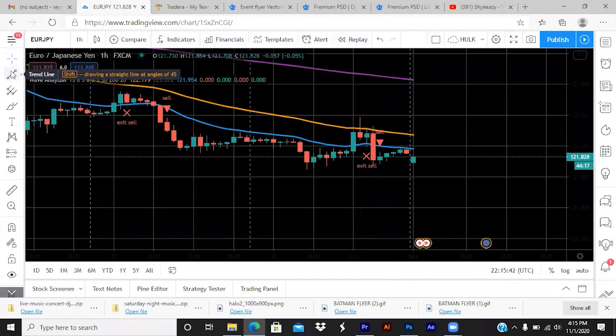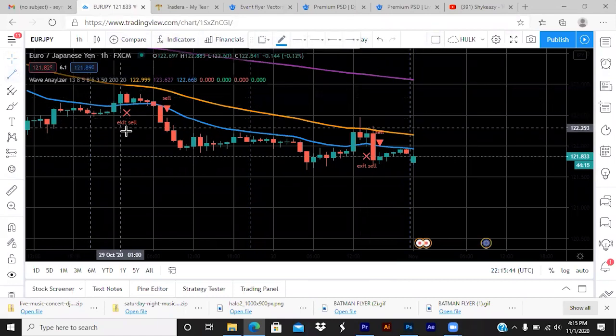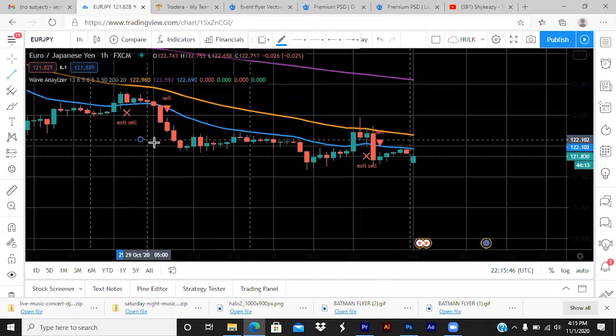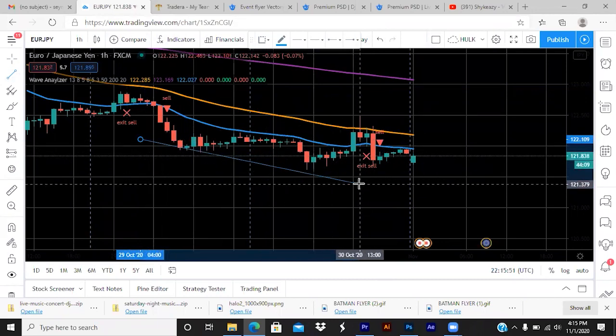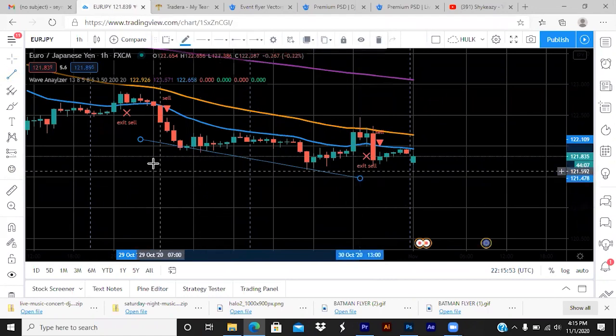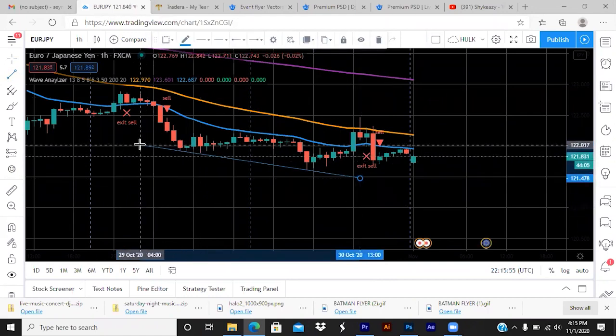Now if you want to draw lines, you can click trend line. When you click once, it puts a dot, and you can simply draw the trends.